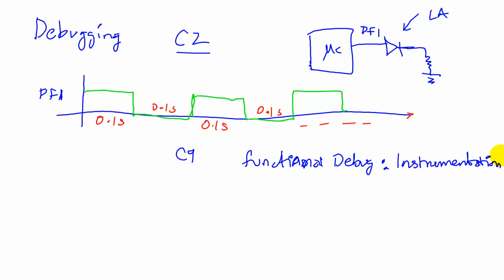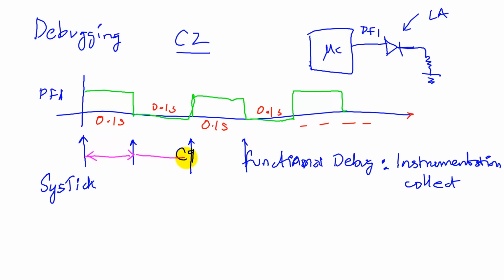What that means is that rather than use a logic analyzer, we will collect data. Instrumentation is about collecting data. We will use the SysTick counter to monitor and record values. We will get the SysTick value at this point, and so on at various points, and we will measure the difference between these times, this time difference and this time difference, and so on.